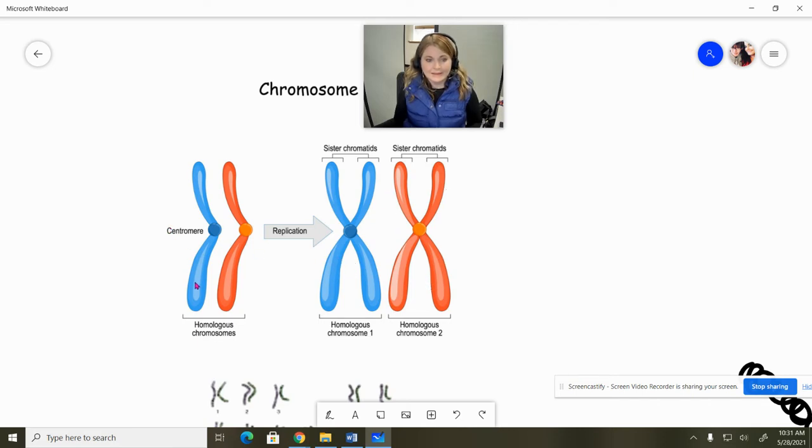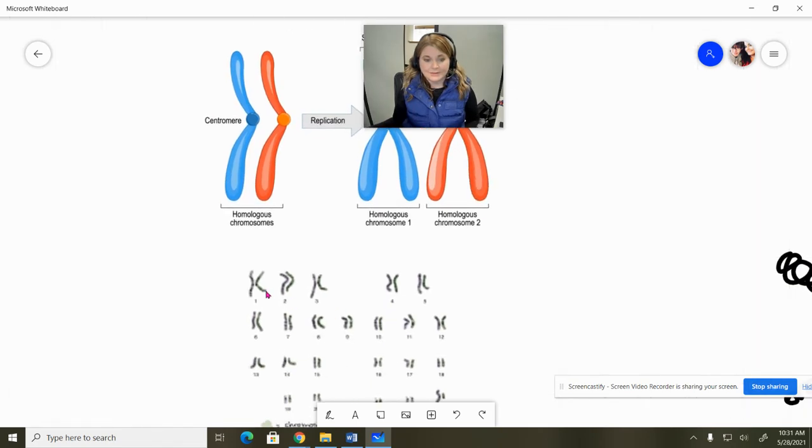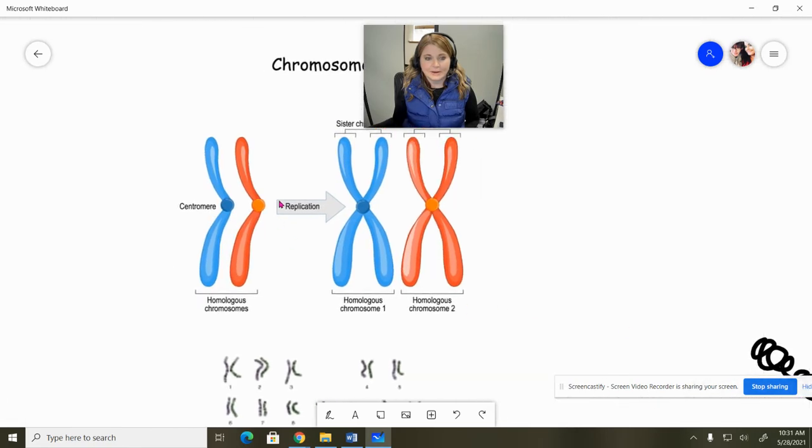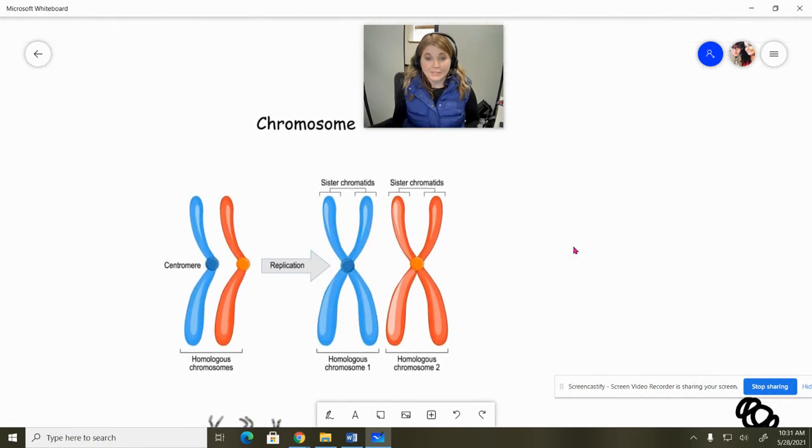Basically, the blue makes a copy of itself. So now there's two blues, and we get that centromere that joins them together. And the red makes a copy of itself, so we have two reds, right? So now we see that familiar X-like structure, and that only forms prior to mitosis, during that synthesis part of the cell cycle. Otherwise, they're individual strands like this. We don't get the familiar X-like structure until we get replication that happens to prepare the cell for cell division.